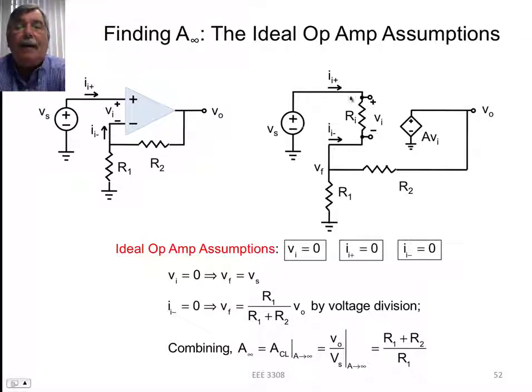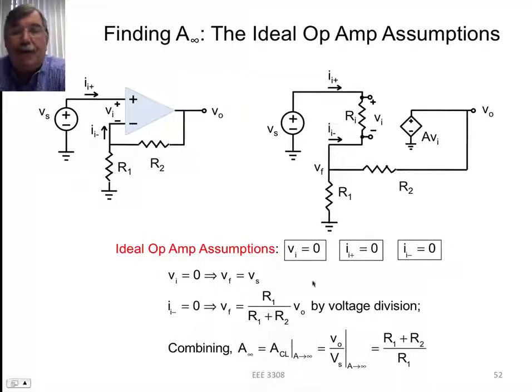In this case, because the two voltages are equal, this voltage Vs is equal to Vf. So Vf over here is the same as Vs. You know that in order to use voltage division, you have to have that the currents in the two resistors are equal. The fact that this I sub I is equal to 0 by this assumption means we can use voltage division. So Vf is just V out times the voltage division factor. And since Vf is equal to Vs, that means that V out over Vs is just equal to 1 over this factor. And so A infinity is the closed loop gain.